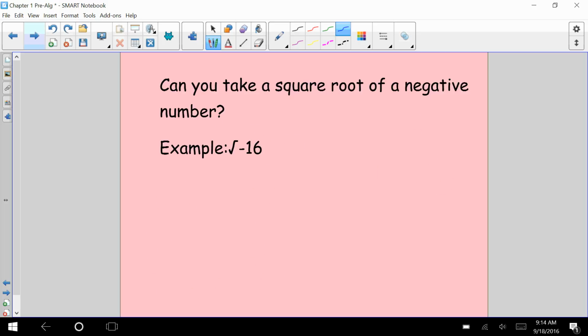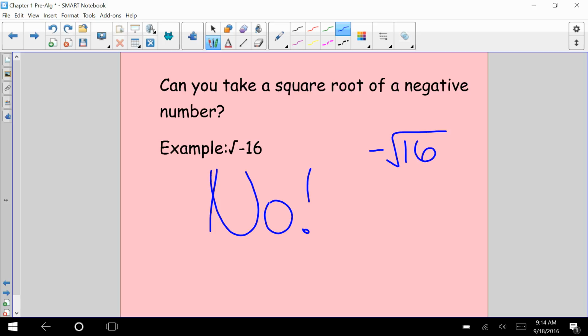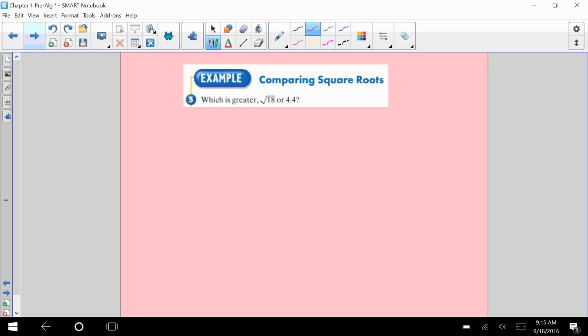And now my question is, can you take the square root of a negative number? Think about this for a second. What number times itself gives me negative 16? The answer is no, we cannot take the square root of a negative number. But one little note, if the negative is outside of the square root, we simply do the square root and then stick the negative on the answer. If the negative is inside the square root, that's when we cannot do it.